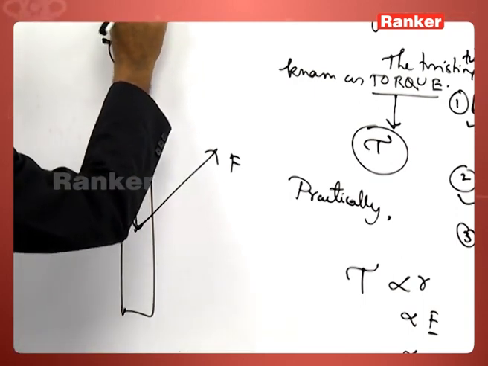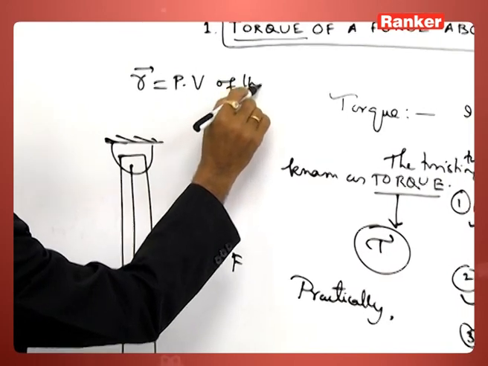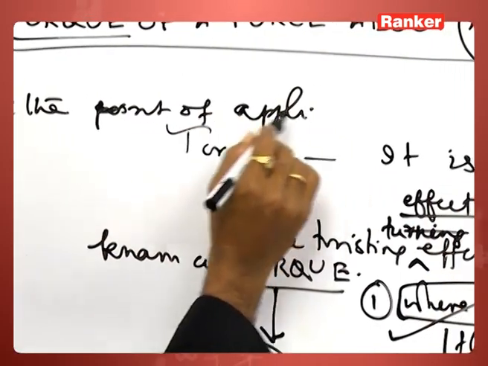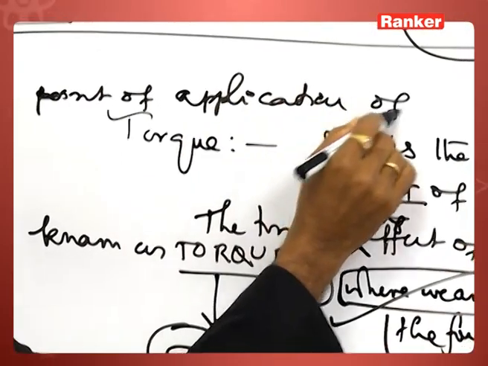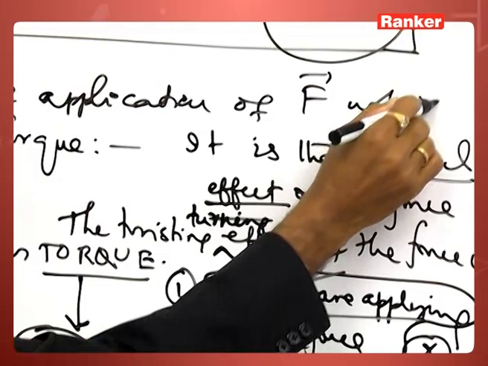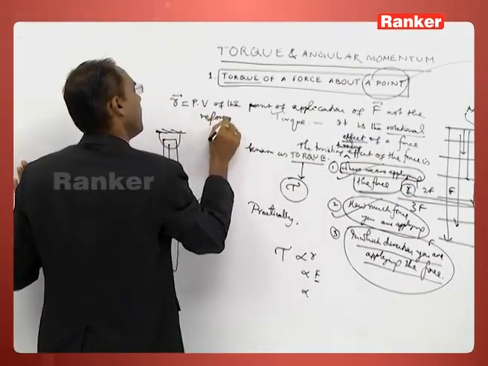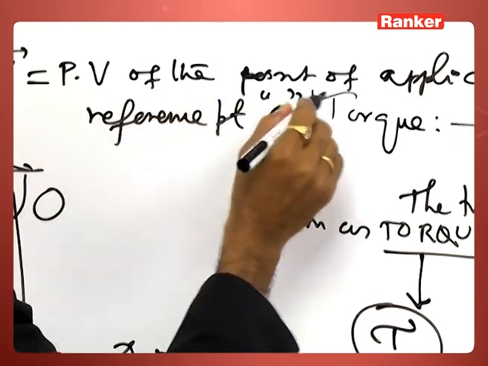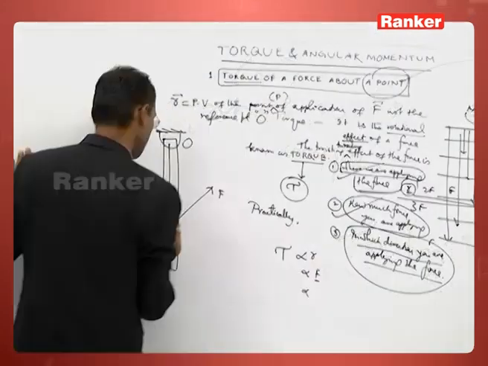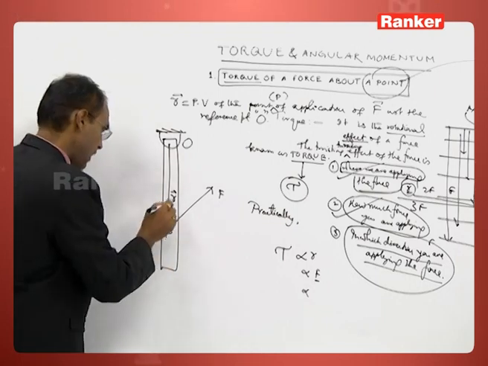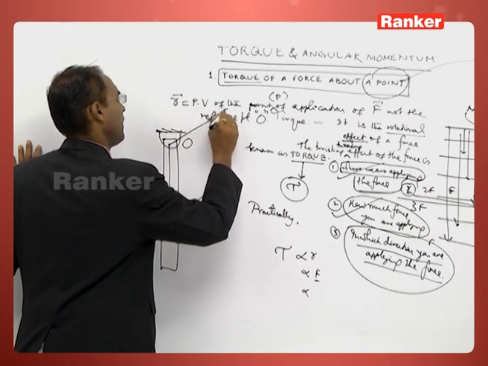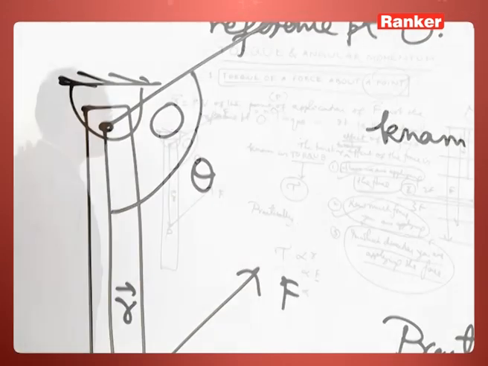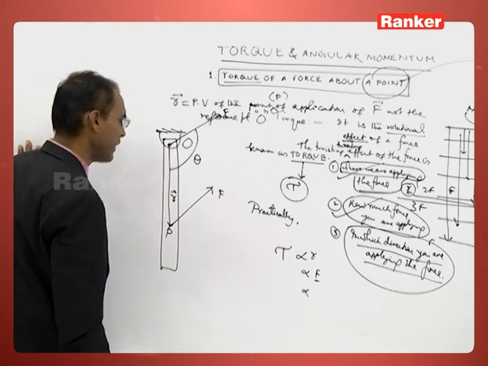R is the position vector of the point of application of the force with respect to the reference point O. What is that point? Point P. At this point you are applying the force, and this is the reference point. So R vector and F vector. Bring the tails of these two vectors to a point, and the angle between these two vectors is theta. So theta is the angle between these two vectors.